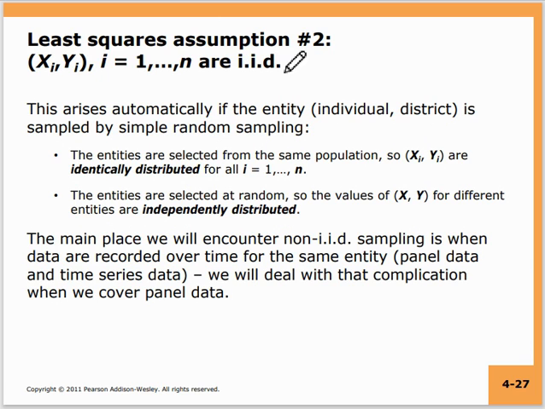The least squares assumption number 2, as I said, is that X_i and Y_i are IID. If the entities are sampled by simple random sampling, each of them is chosen independently of the others. The selection of any particular school district is random, so they are independently distributed. Also, because they are chosen from the same population, they are identically distributed. When we look at time series data, this assumption does not always hold, but in cross-sectional data, if you use simple random sampling, then this assumption will hold.